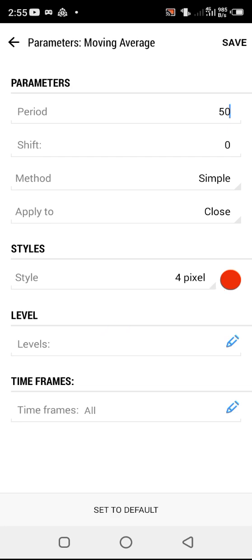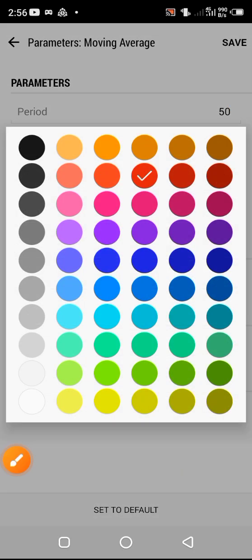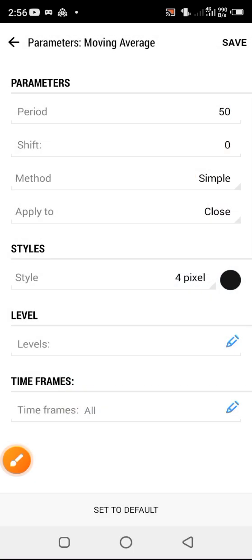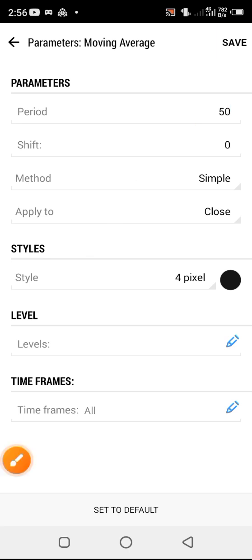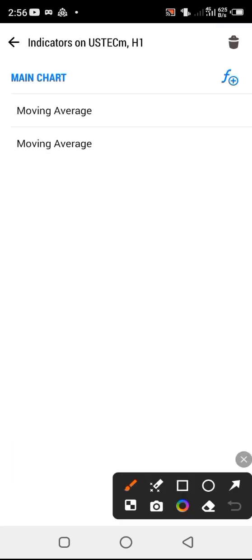Okay, you change it to black. You can see I've changed it to black. Once you've changed it to black, you're good to go. You don't need to do any other changes. Just come to the top and click on save. All right, save. So what do you see here?